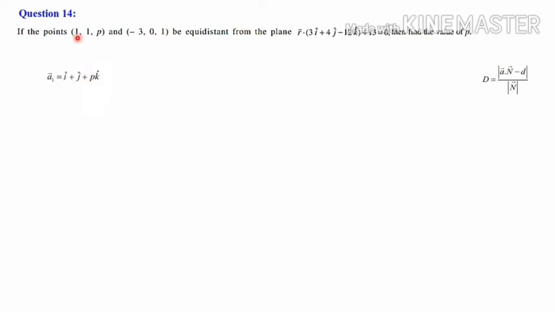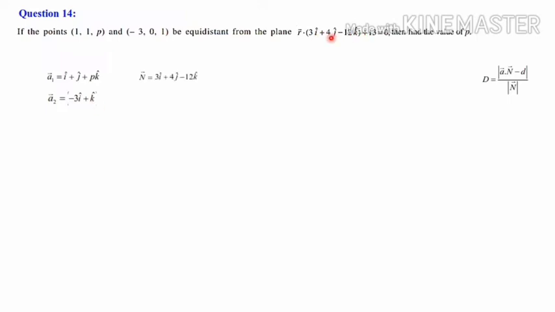Here, by using these coordinates, it is 1, so 1 into i cap, that is i cap. Here it is 1, that is 1 into j cap, that is j cap, plus here it is p into k cap, that is p k cap. Second point position vector, that is a2, is equal to x coordinate is -3, so -3 i cap. Here y coordinate is 0, so j cap is not there, plus z coordinate is 1, so k cap.